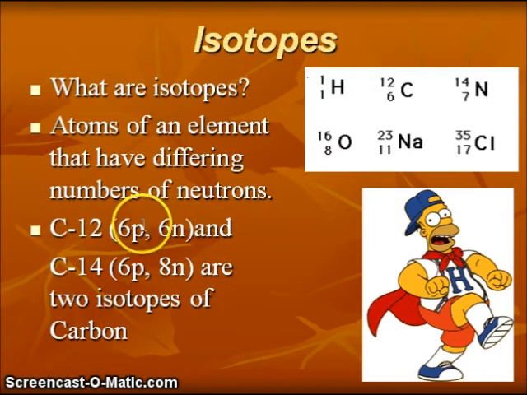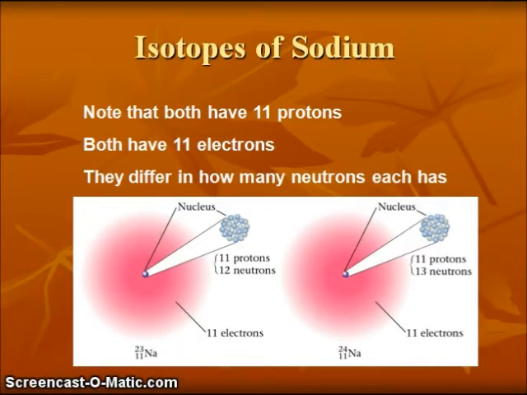Carbon-12 will have 6 neutrons. 6 protons plus 6 neutrons gives a mass of 12, whereas the carbon-14 isotope will have again 6 protons, but now 8 neutrons to give that total mass of 14. Let's look at some additional examples of isotopes. Here we'll look at 2 different isotopes of sodium. Please note that to be sodium, they have to have 11 protons. Both will also have 11 electrons.